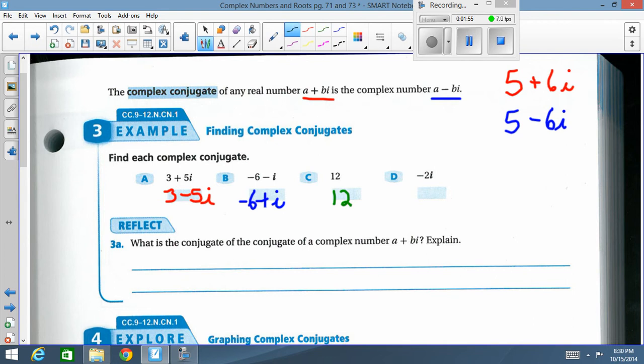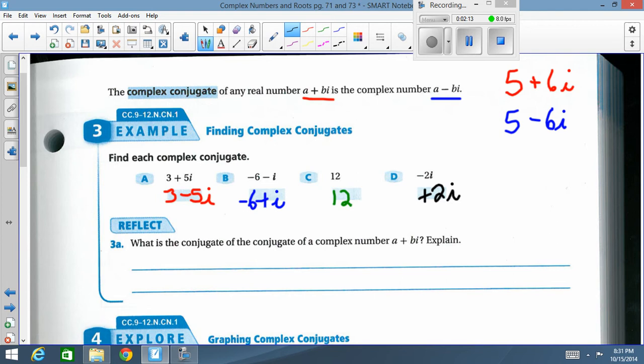And then lastly, negative 2i, that's like having 0 minus 2i. So my complex conjugate would be 0 plus 2i. I'm not going to write the 0. I'm just changing the sign of the imaginary component.